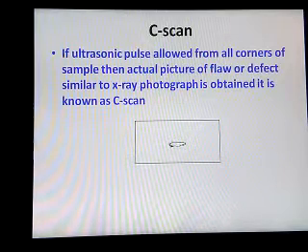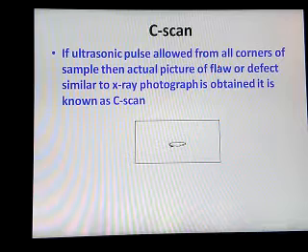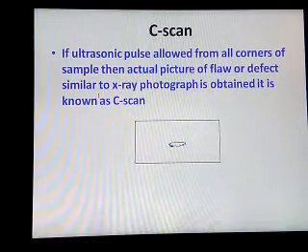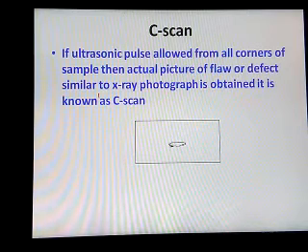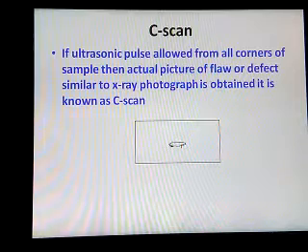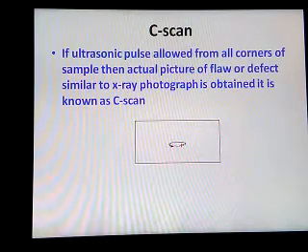Finally, if the ultrasonic pulse is now allowed from all corners of the sample, then an actual picture of the flaw or defect, similar to an X-ray photograph, is obtained. It is known as C scan. This representation is in typical form shown in the graph. This graph representation gives the actual location and actual size and shape of the defect in this picture.